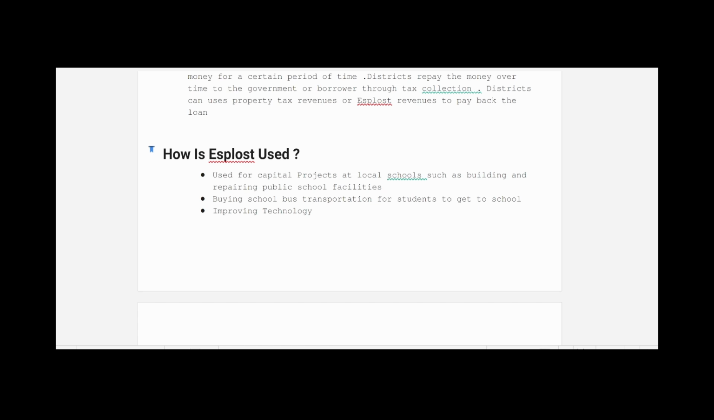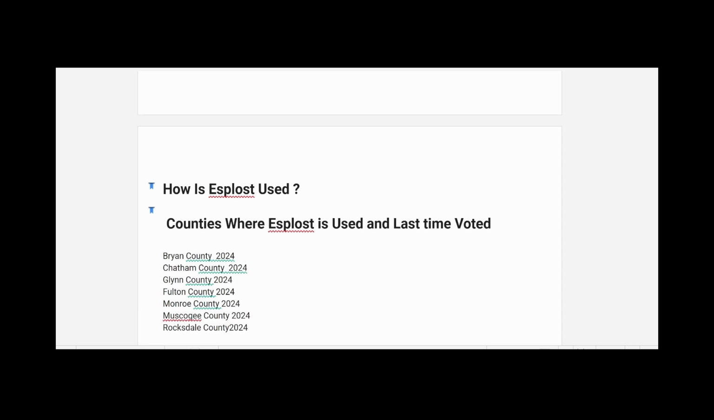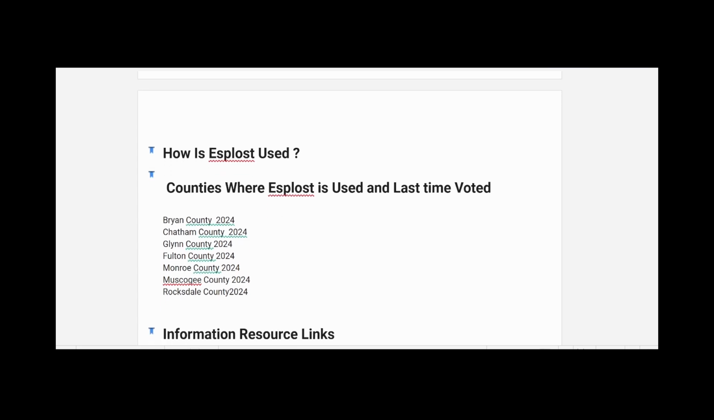As I was doing my research, I found out that it impacts 4 other different counties as well. Like I said, it affects Muskogee, Monroe, and Roxdale County and Fulton County. So the last part of this that I'm going to talk about is the counties and the last time that they voted on it. Bryan County voted on the ESPLOST tax in 2024. Chatham County voted on the ESPLOST tax in 2024. Glynn County voted in 2024. All of the counties mentioned voted on the bill in 2024.